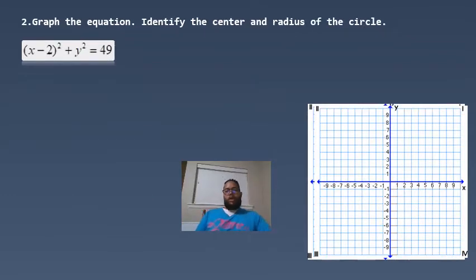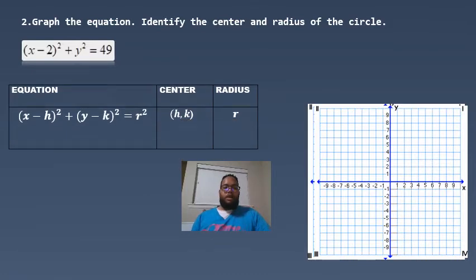Now on this second one, I want you to give it a try. We'll put the equation up for you. And I want to see if you can graph this on your own. So ready, set, pause. All right, hopefully you've graphed it.